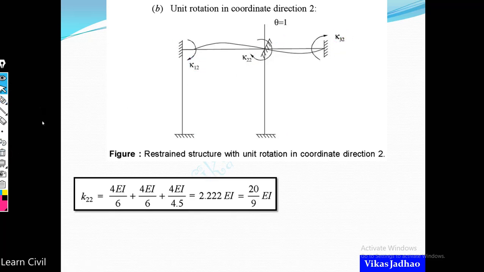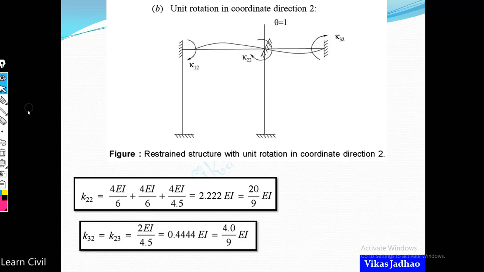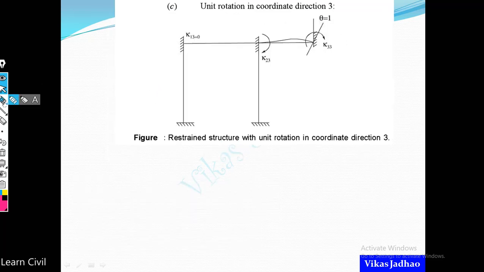We have K22 is equal to 4 EI theta C divided by L plus 4 EI theta C divided by L plus 4 EI theta C divided by L, where L is the length of the column. So we get the value of K22 is equal to 2.22 EI. Next we get the value of K32 equal to 0.444.